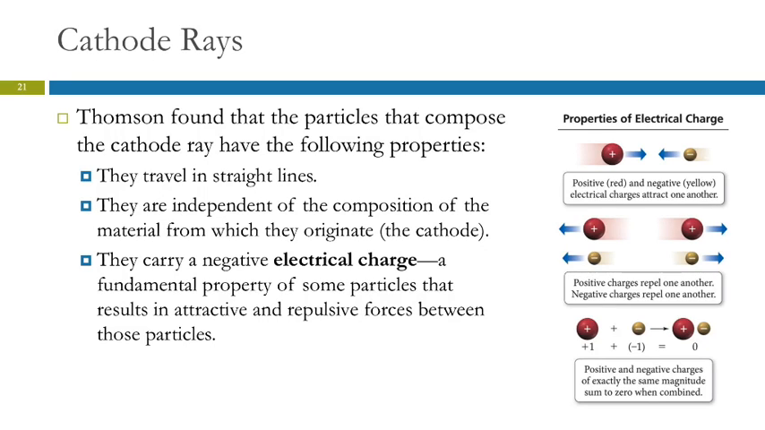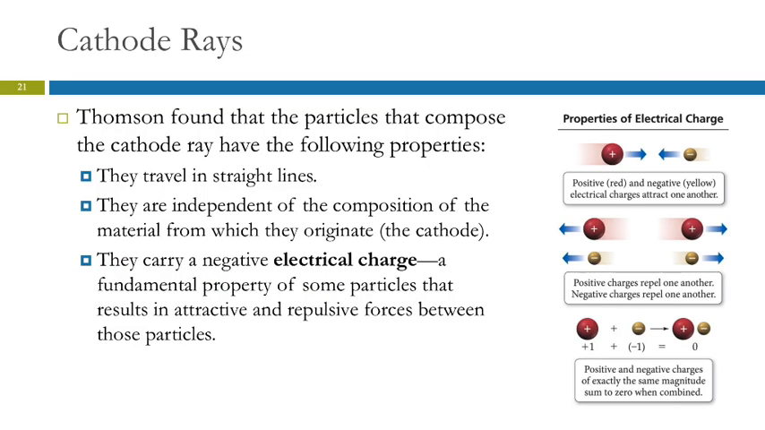So he found that the particles in that cathode ray had some properties. They traveled in straight lines. They didn't wiggle around. They always traveled in straight lines. The cathode rays were independent of the composition of the material from which they originated. He could make that cathode, the negative electrode, out of different substances. The cathode rays were the same. So that led him to think that this was something that was present in all atoms. And he also determined that they carried a negative electrical charge.